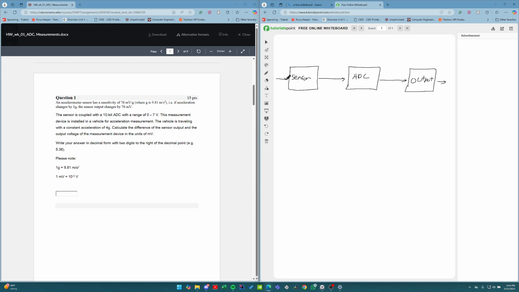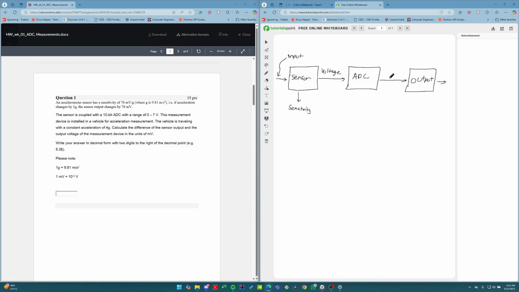This first section is the input, whatever the sensor reads. The sensor has a sensitivity, which turns the input into a voltage, and then it gives it to the ADC.